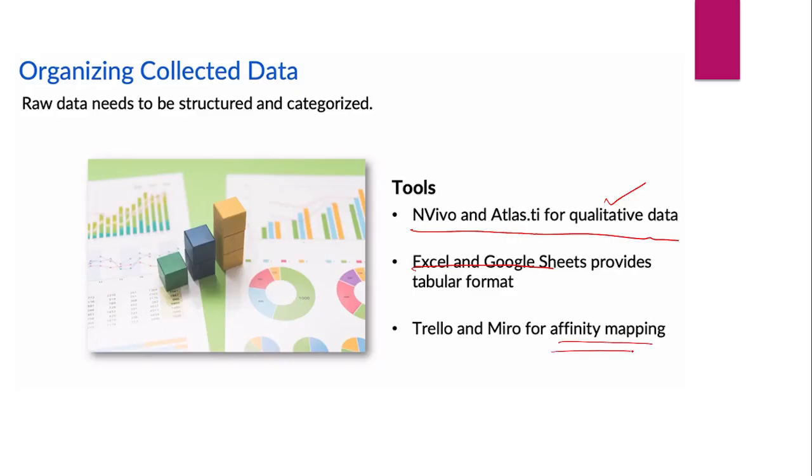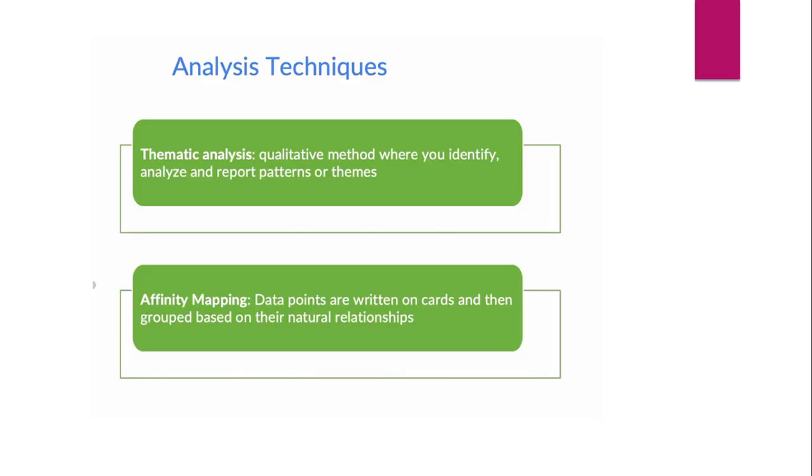For affinity mapping, we can use Trello and Miro. This type of tool can be used to do certain types of topographical analysis. And analyzing techniques deal with two methods. One is thematic analysis, the second is affinity mapping analysis. Thematic analysis is a qualitative method where you identify, analyze and report patterns of themes. In affinity mapping, data points are written on cards and grouped based on natural relationships.